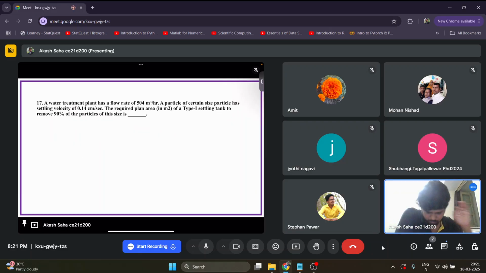Next problem. It says that a water treatment plant has a flow rate of 504 meter cube per hour. A particle of certain size has a settling velocity of 0.14 centimeter per second. Now the required plan area of a type 1 settling tank to remove 90% of particles is. Flow rate is given, the settling velocity is also given, and you want to remove 90% of particles only. So what will be my plan area? They are asking.